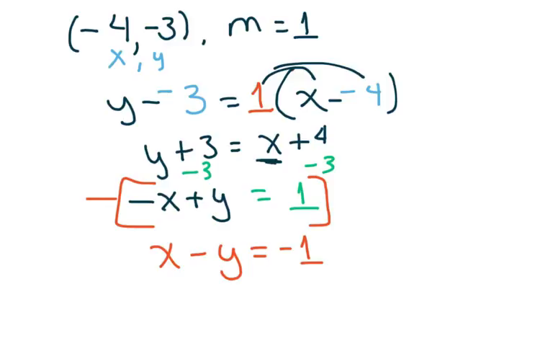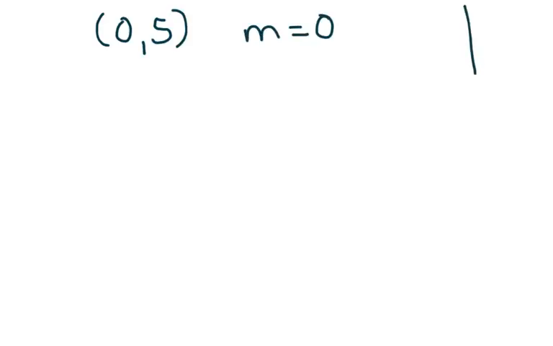Okay, let's see if I can find another one. Let's do one with a 0 slope. Okay, let's do 0, comma 5, and my slope is 0. If your slope is 0, remember that it's called a constant function. That means there's no slope. There's no steepness. It's flat. That's what the 0 means.